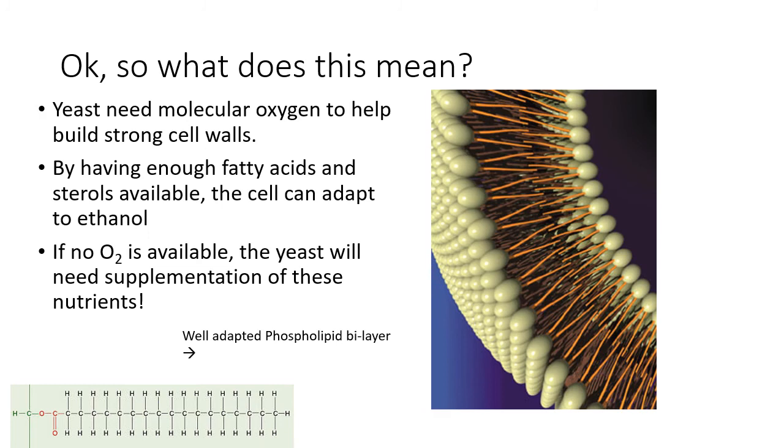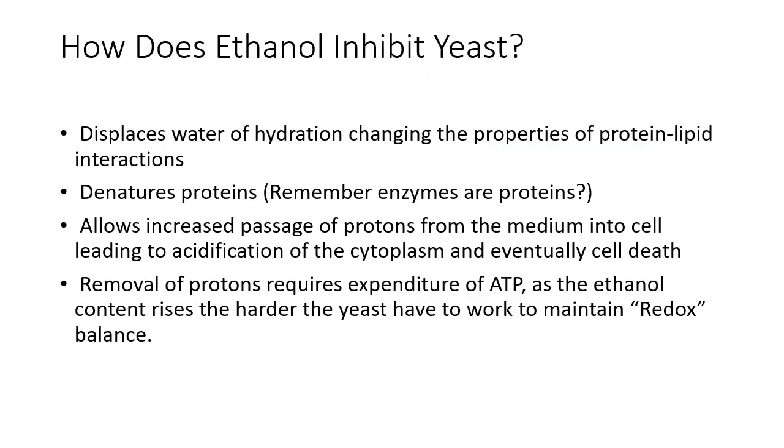and they'll be able to ferment much better. So how does ethanol inhibit yeast? Well, it displaces water, changing the properties of the outside layer of the yeast cell. So it denatures proteins. Remember, enzymes are proteins. So all these enzymes that we're relying on are getting broken down by alcohol.